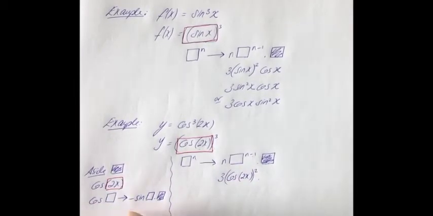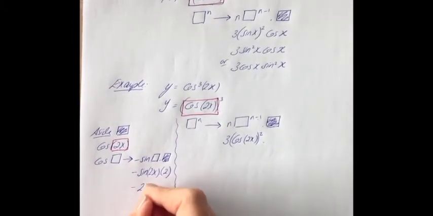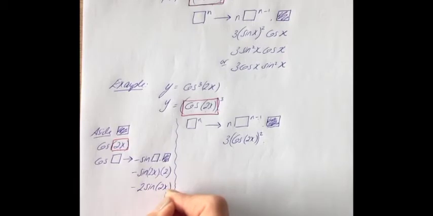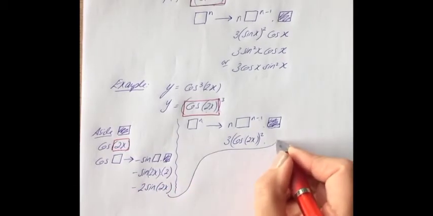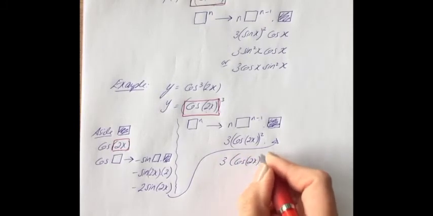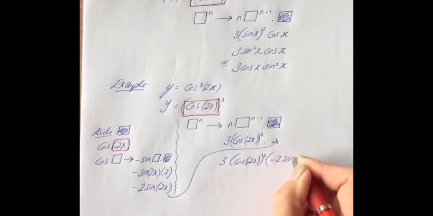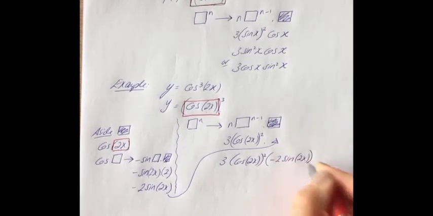Okay, so that's going to become minus sine. What goes in there, of course, is 2x. And then we'll times by the differential of that 2x. 2x differentiated is, of course, 2. And that simplifies to minus 2 sine 2x. And that's what I'm going to sub back in for here. So now I've got 3 cos 2x all to be squared, and then times minus 2 sine 2x.